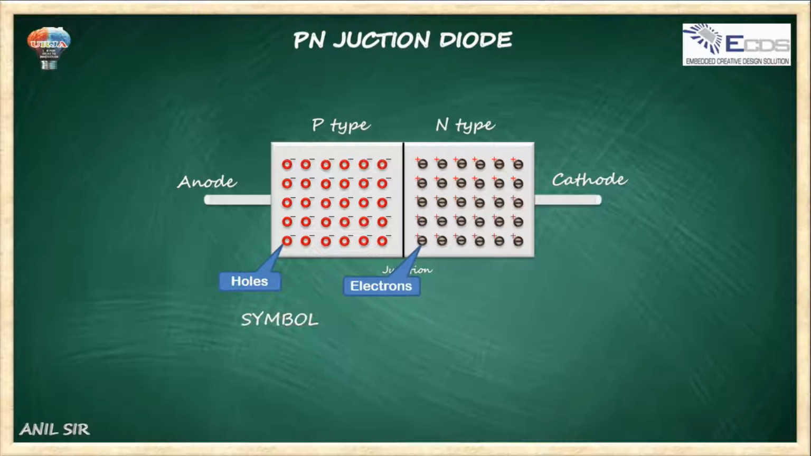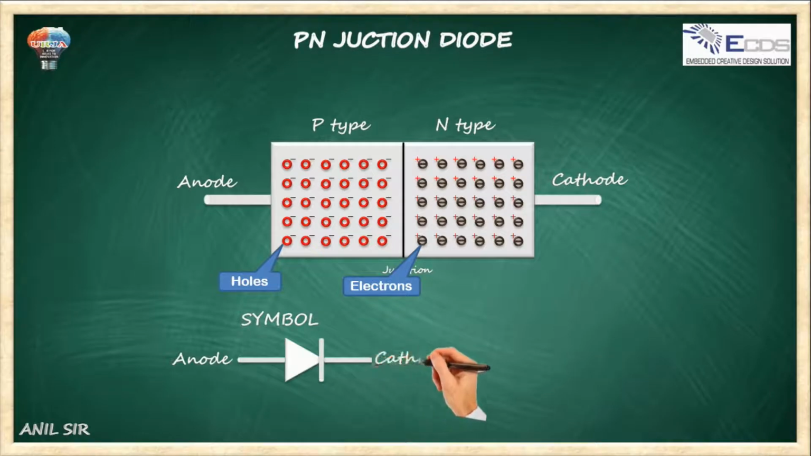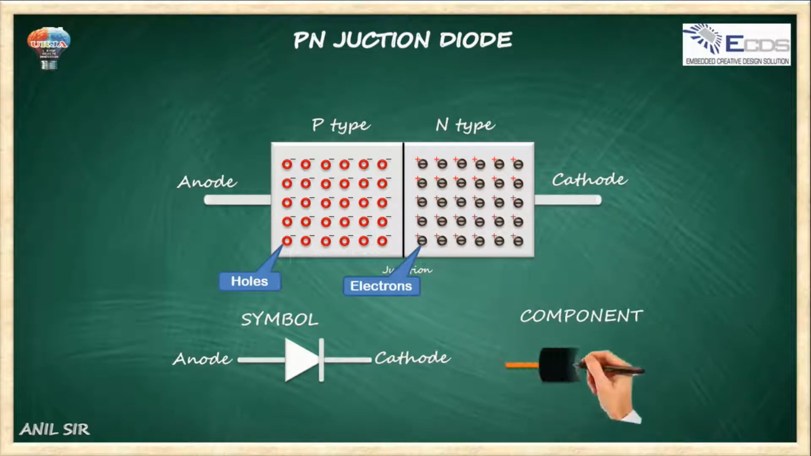Then the symbol of diode. So the symbol of diode is this way. One terminal is called the anode and the second terminal is called the cathode, and the actual component looks like a cylindrical form having a silver ring on one side.